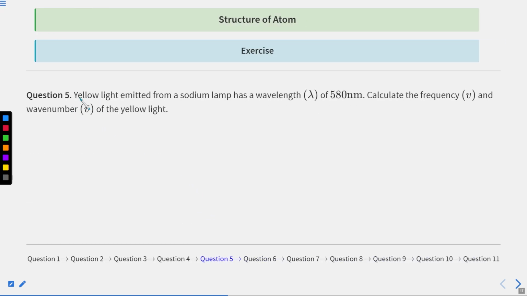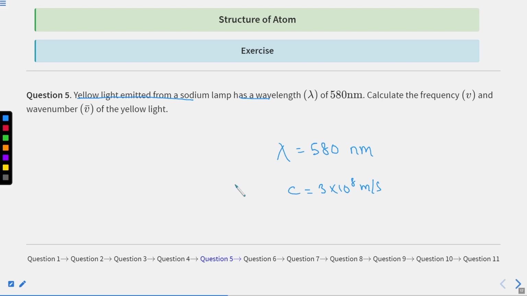Next, a yellow light is emitted from a sodium lamp that has a wavelength of 580 nanometer. So the wavelength is given, 580 nanometer. We have to calculate the frequency. So for any given electromagnetic radiation, until the speed is mentioned, we take the speed as the speed of light, that is 3 into 10 to the power 8 meter per second. Clear? So this will be your C.